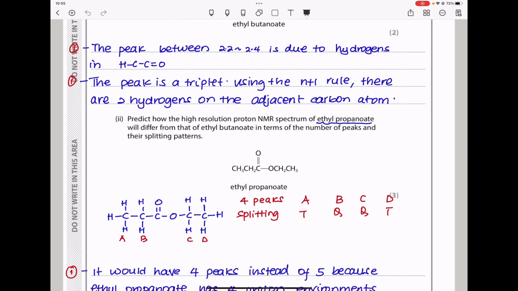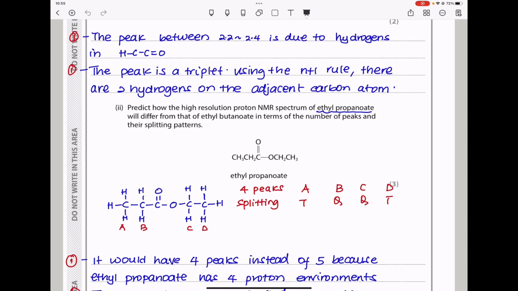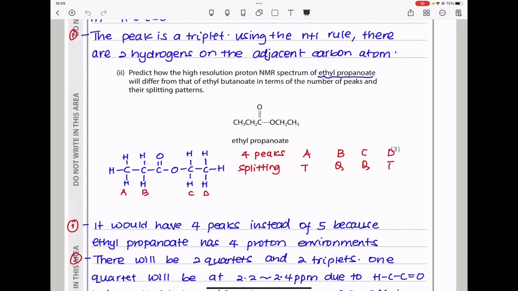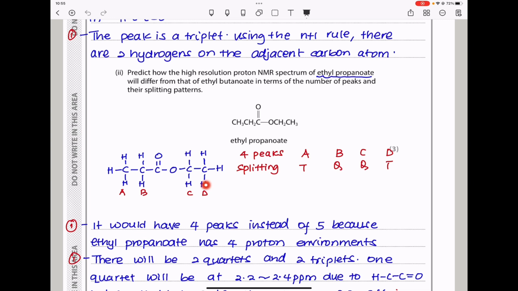Then next they say, predict how the high-resolution proton NMR spectrum of ethyl propanoate will differ from that of ethyl butanoate in terms of the number of peaks and their splitting patterns. Now this is for ethyl propanoate. If I displayed it out like this, we can see there are going to be 4 peaks. I named them A, B, C, D. And then we can see region A is a triplet. This is going to be a quartet. That is going to be a quartet. And this is going to be a triplet.